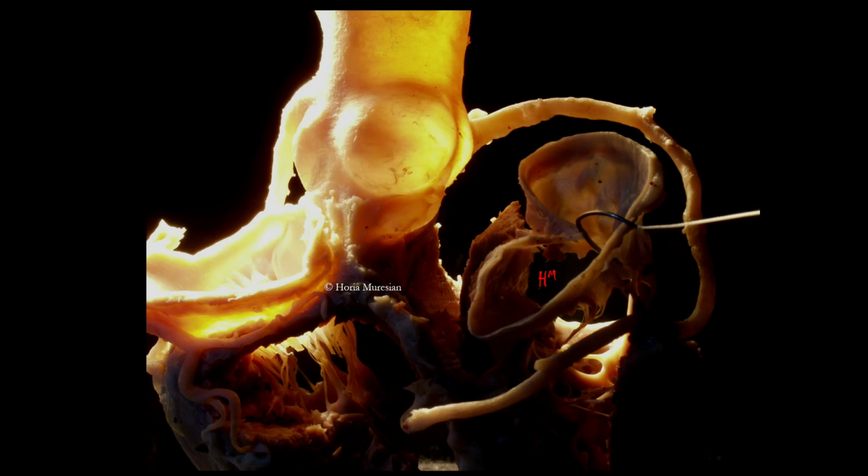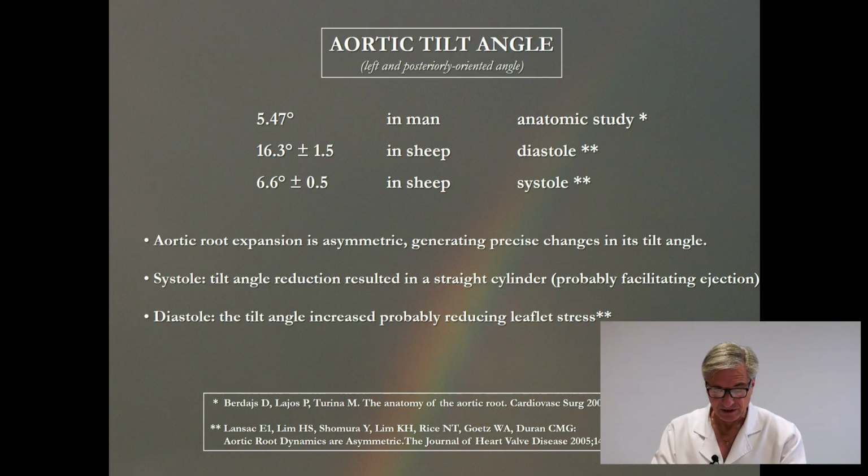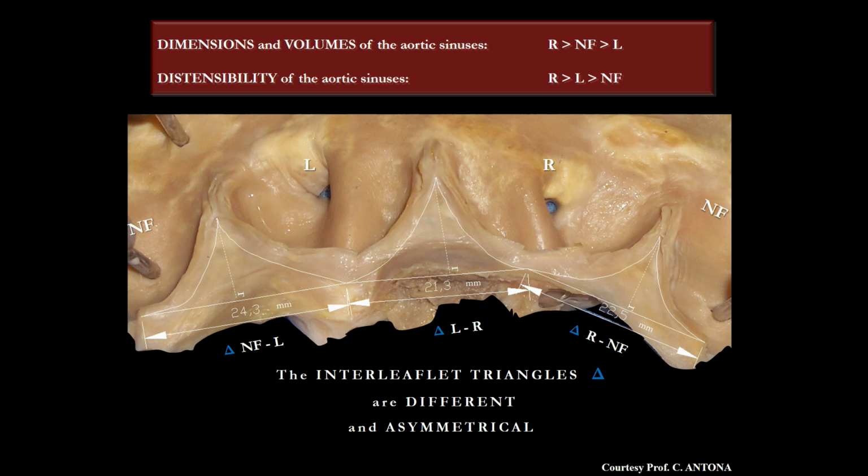Although apparently symmetrical, the aortic root depicts a natural asymmetry. The volumes and the distensibility of the sinuses are different. This generates an aortic tilt angle, which in some species is greater than in men. The tilt angle probably contributes to the reduction of leaflet stress. The resultant interleaflet triangles are also asymmetric and are not isosceles.